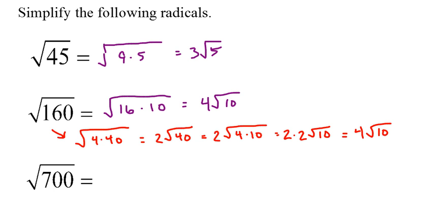Square root of 700, the big perfect square in there is 100. 100 times 7, square root of 100 is 10, root 7.